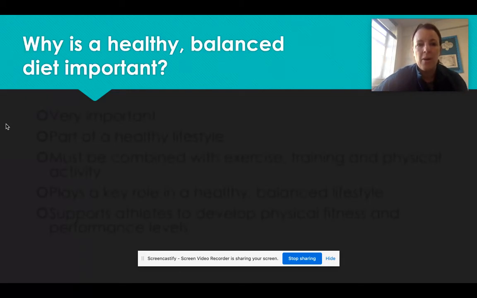Okay, so the first part of your assignment is going to have the introduction called Why is a Healthy Balanced Diet Important? If you're typing this, you can pause the screen and type this into your document, or if you're writing it, write this down.